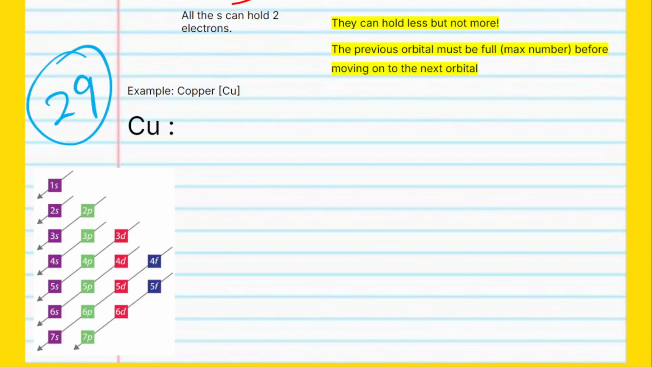Okay, so following the diagonal rule, the first one we're going through is 1s. And remember, s can only hold up to 2 electrons. And that's it. So after I'm done with this one, I'm going to move on to the next one. So 2s is my next one. Again, this is s, so I can only hold 2.